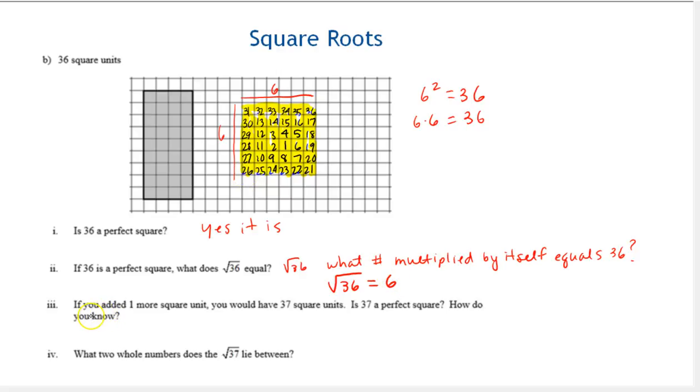Let's look at the next question. If you added one more square unit, you would have 37 square units. Is 37 a perfect square? How do you know? Okay, so I want you to imagine that, and then we'll actually do it. Is it possible if you add one more square unit, is that going to make a perfect square? Well, notice if I add one more in my spiral, it's no longer a perfect square. There's no way we were going to go all the way around and make a perfect square. Okay, so the answer is no.